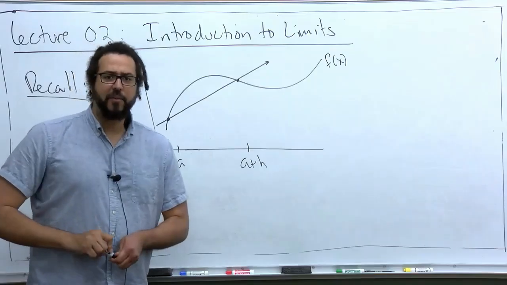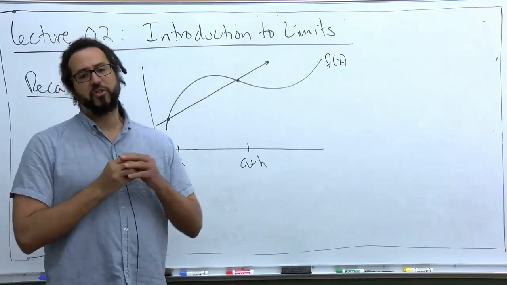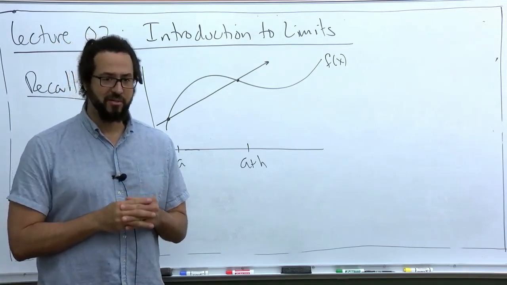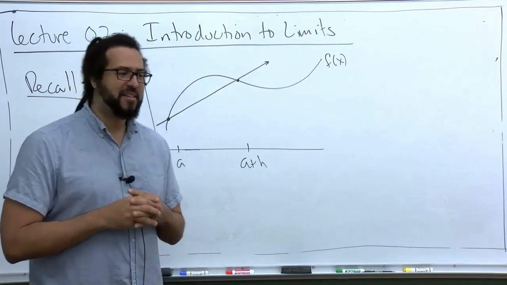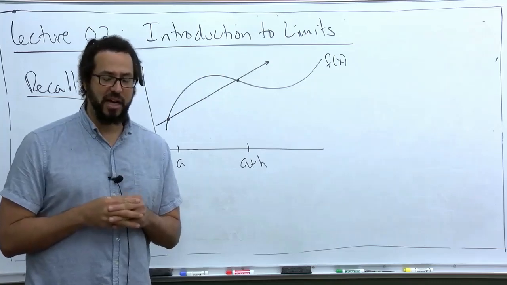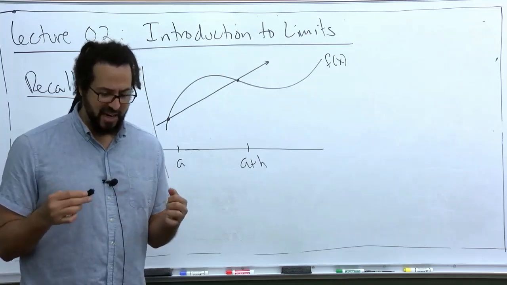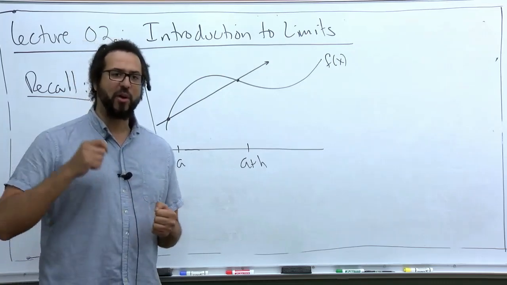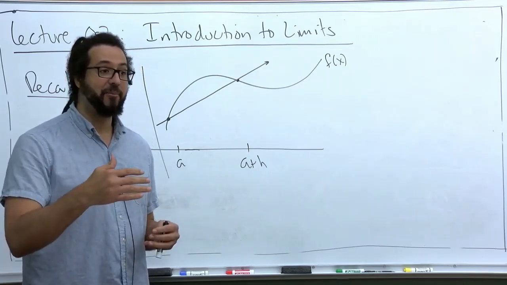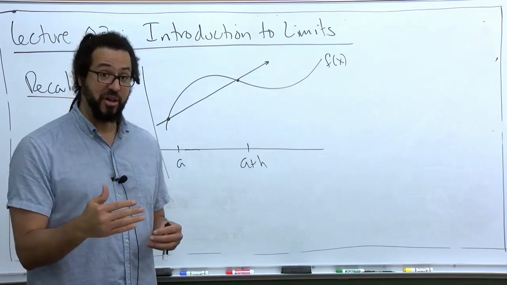Okay, in this lecture too, we want to understand the notion of a limit of a function. So last time we looked at instantaneous rates of change, or the slope of the tangent line to a curve. And the way we found that was to look at a bunch of average rates of change.